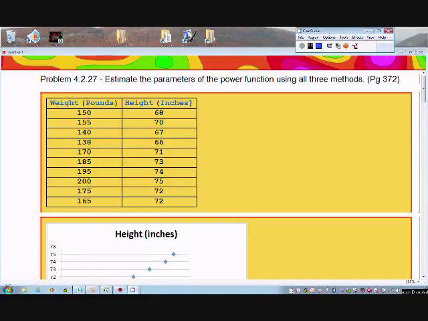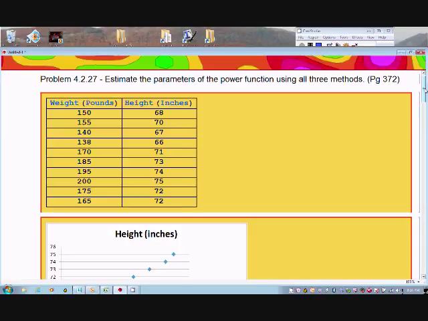Today we're going to look at problem 4.2.27, which says to estimate the parameters of the power function of table 4.12 using all three methods, and that's on page 372. From page 373 we get table 4.12, which has the weight in pounds and height in inches of 10 male cadets. So this is the respective weight and height information.